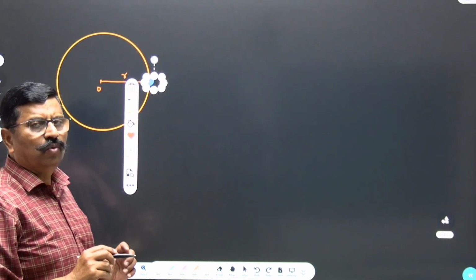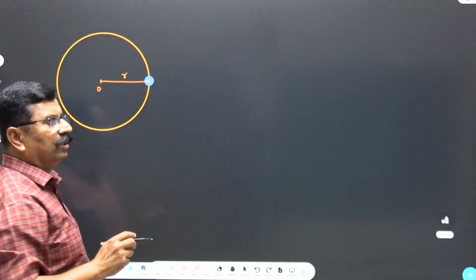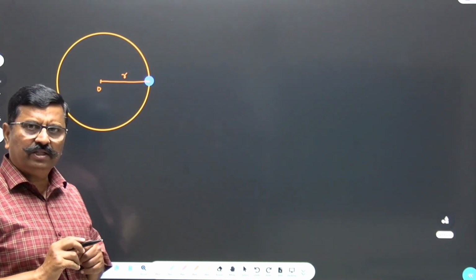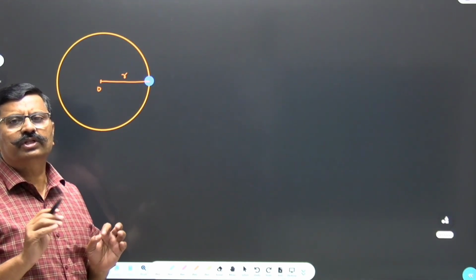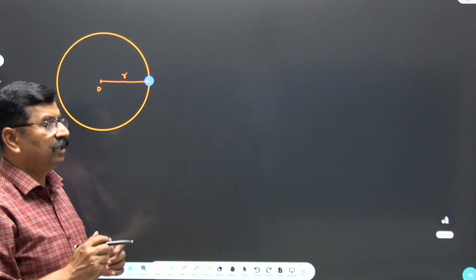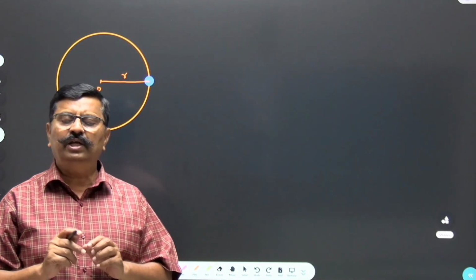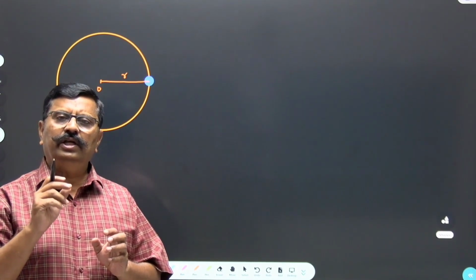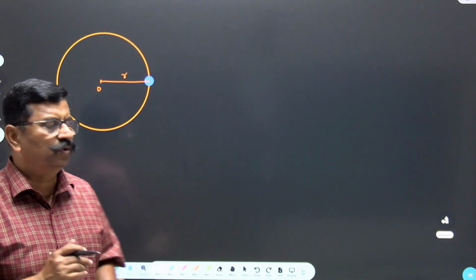So then, what is the actual distance traveled by this body? It is the circumference of the circle, that is 2 pi r. But then what is the displacement? What is displacement? Basically the distance between the initial position and the final position.